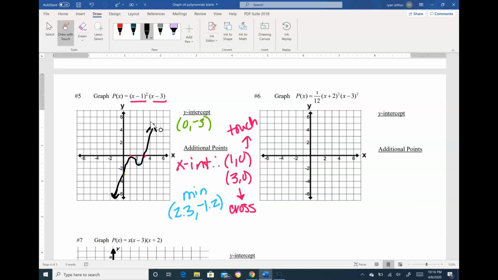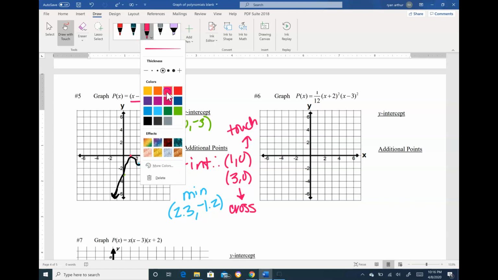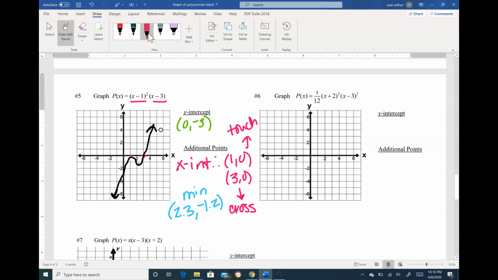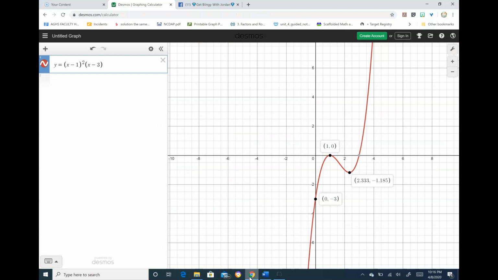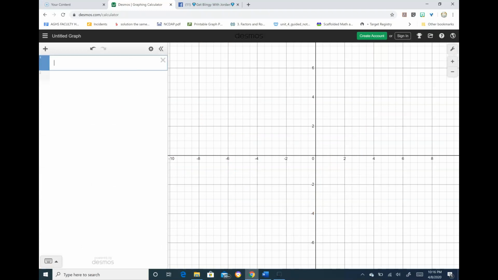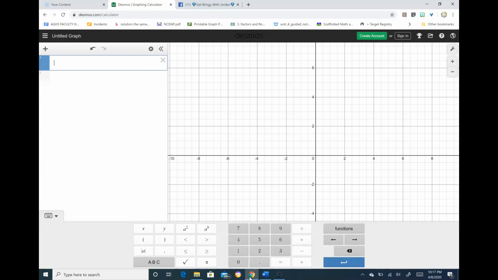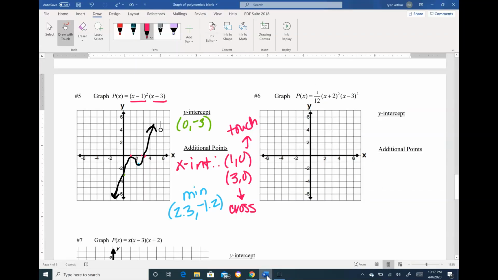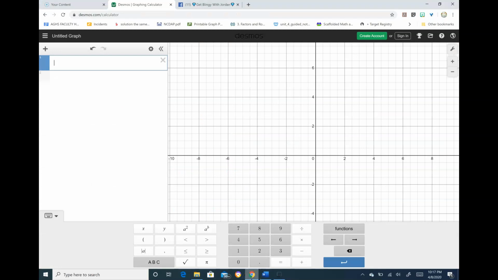All right, so the next one is going to be, let's graph this one. So this is p of x equals 1/12 times x plus 2 squared times x minus 3 squared. So we're going to use Desmos, because why not? Because you can use it on the exam. So now I'm going to graph this one. Is it negative? No, it's not negative. Okay. So it's 1/12, so 1 divided by 12. Then parentheses, x plus 2 squared, and then x minus 3 squared.